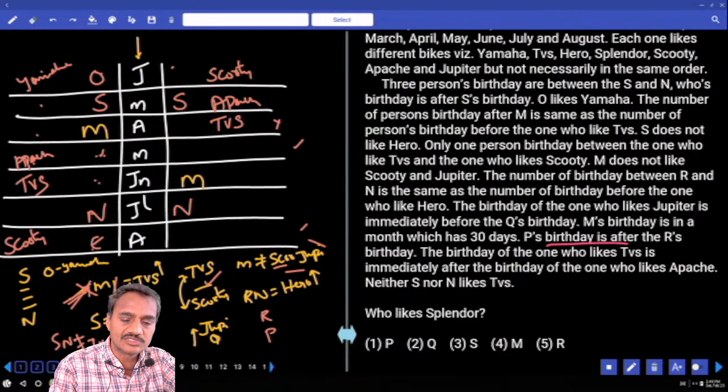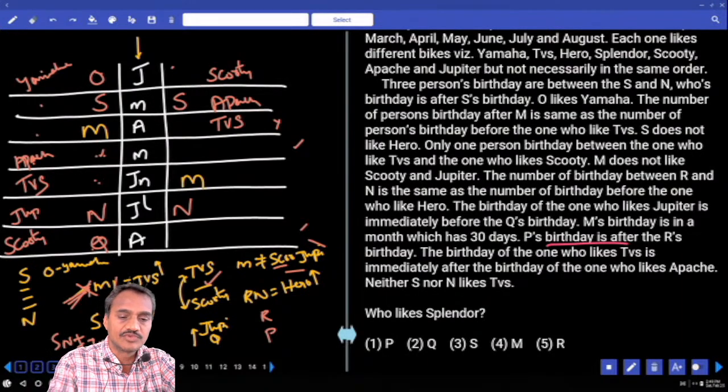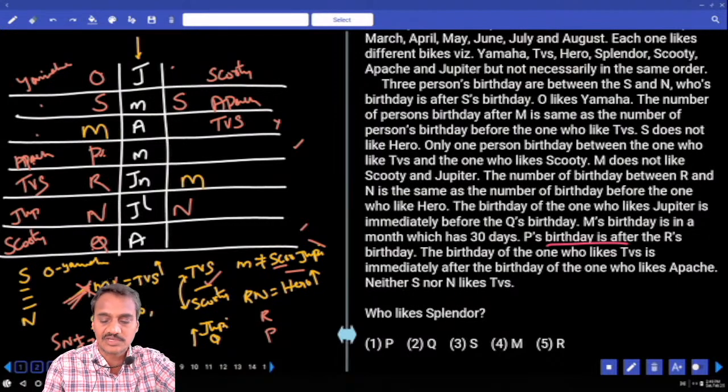Now if Q is at this place, then Jupiter will be here. Is there a chance of Jupiter being here or not? If Q is here, wherever Q is, is there a chance of Jupiter being there, because M Jupiter is ruled out. Isn't it? Hence, Q must be fixed. If Q is fixed here, P is here, R is here. And if P and R are fixed, tell me what is left for us. R is above this P.